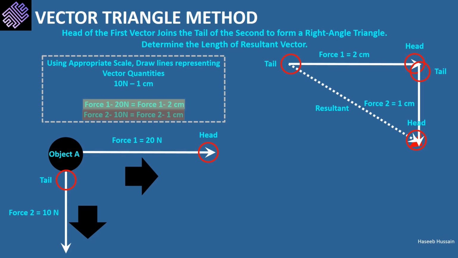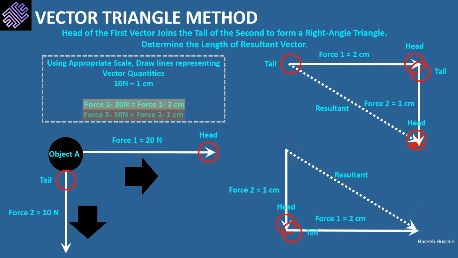We can draw the vector triangle slightly differently as well by changing the position of the vector due south. If we join the head of this vector with the tail of the other vector, we can still create the vector triangle. The resultant in this case is the same as the resultant of our first case in terms of both length and direction. The head of this resultant joins the head of one vector and its tail joins the tail of the other vector.